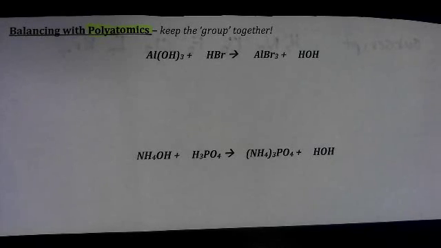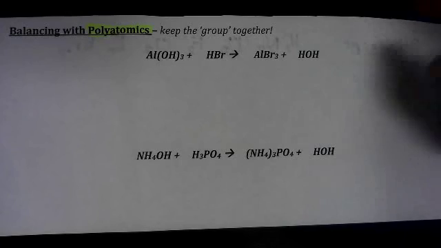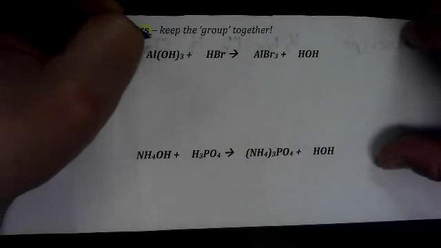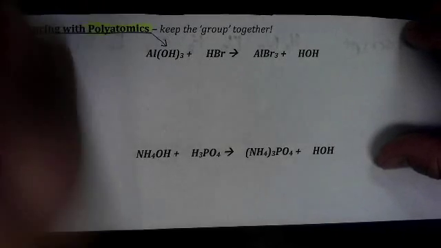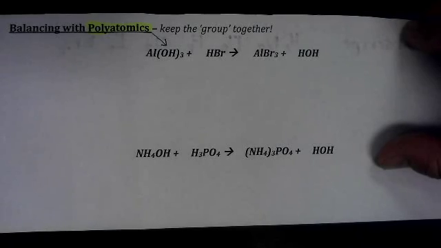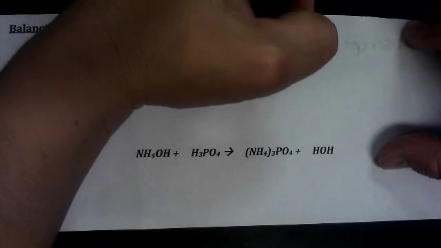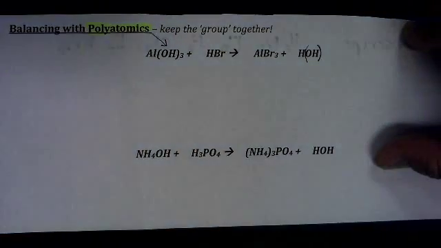Remember from our previous unit, a polyatomic ion is a group of atoms that are bonded together. They stay bonded together and you don't change their formula. So if we look at our first equation, OH3 is a polyatomic ion, and over here, this OH is also a polyatomic ion.